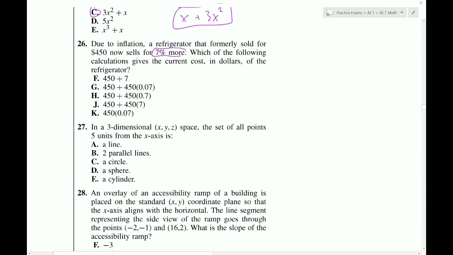Due to inflation, a refrigerator formerly sold for $450 now sells for 7% more. So we need to do a 7% increase. If you know multipliers, you start with 1, then you add the decimal equivalent of the percentage. So the decimal equivalent will be 0.07, so our multiplier would be 1.07 that we have to multiply the original amount by. So times 450, and that'll get us the answer. Another way to do it is to take the original amount and then add 7% of the original amount. That's sort of the old-fashioned way to do it without multipliers, and that matches up with choice G.